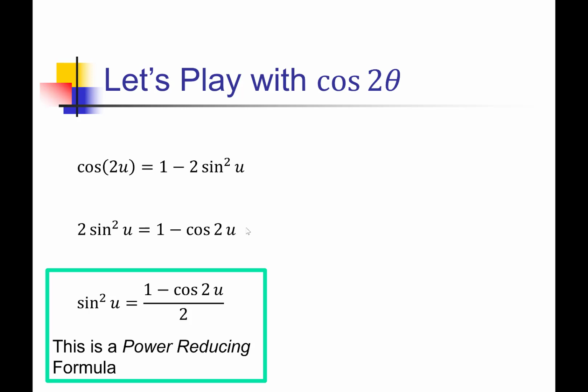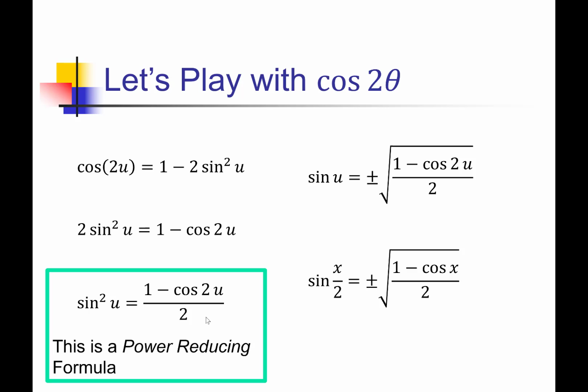Moving on, now we have sine squared u equals 1 minus cosine 2u over 2. The square root property says that means sine u is positive or negative the square root of 1 minus cosine 2u all over 2. At this time, we're going to rethink the way we look at this again. If we think of 2u as being x, then that means u would be half of x. And that's how we get to the final form of our half angle formula, which is sine of x over 2 is equal to plus or minus the square root of 1 minus cosine x all over 2. And I've got x. It works for theta. It works for whatever our variable is.